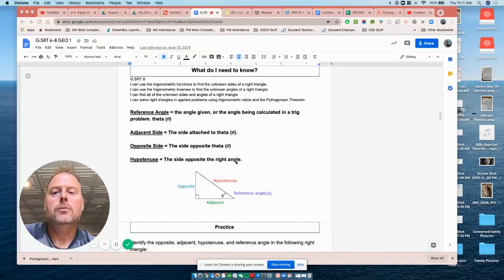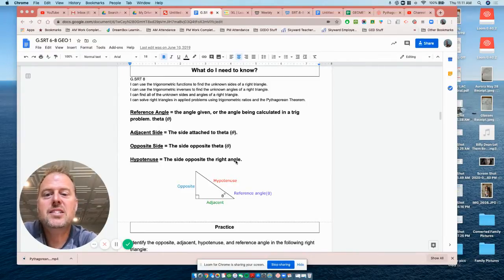Now we're going to talk about sine, cosine, and tangent. If you remember from geometry when you took it this year, they talked about the idea of SOHCAHTOA. SOH, CAH, and TOA. And all that referred to is how do you calculate it?